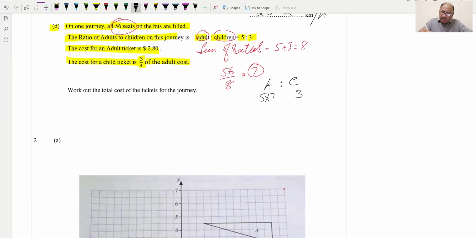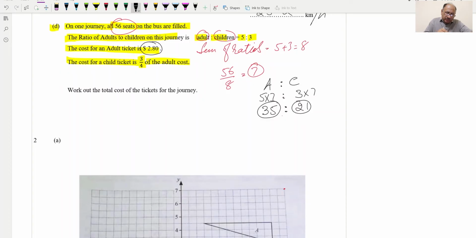So this side will be multiplied by 7, and this side will also be multiplied by 7. So this will be 35, and this one will be 21. So there are 35 adults and 21 children, and we can apply the same rate, and the cost for an adult ticket is 28.